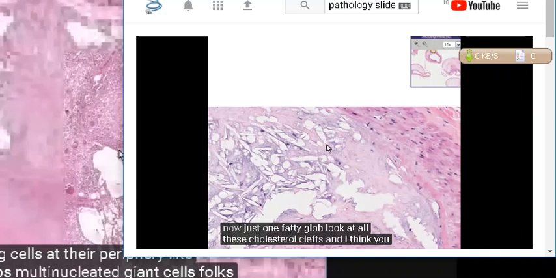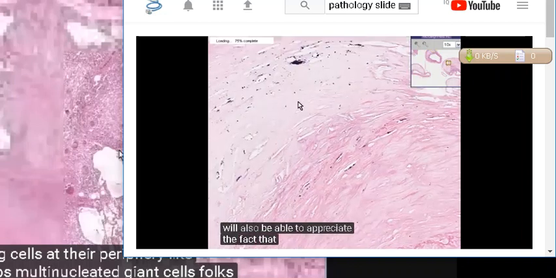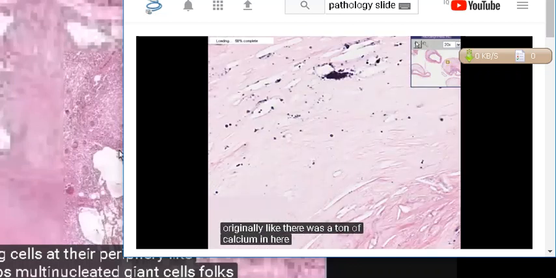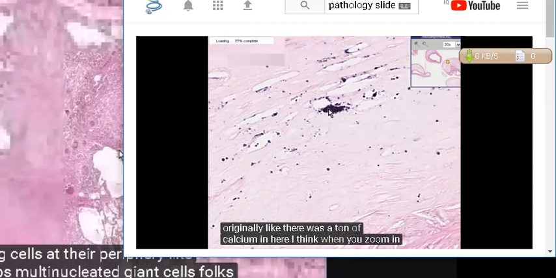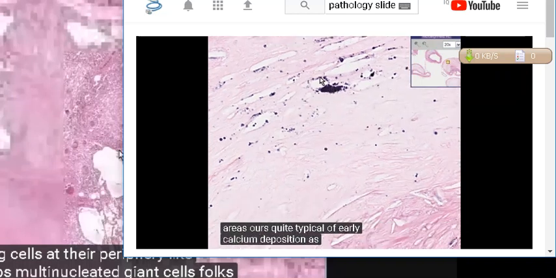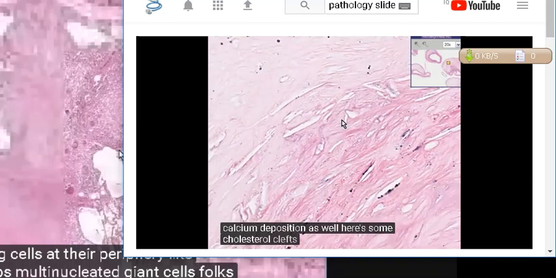And I think you will also be able to appreciate the fact that even though it didn't look originally like there was a ton of calcium in here, when you zoom in a little bit, you could see all these little very, very dark blackish blue areas are quite typical of early calcium deposition as well. Here's some cholesterol clefts down here, aren't there?